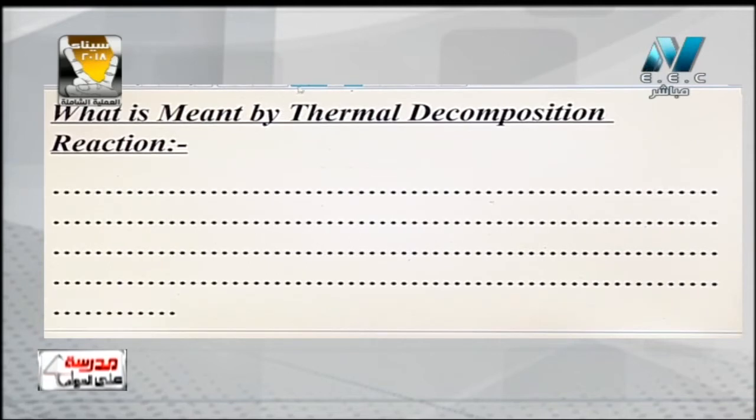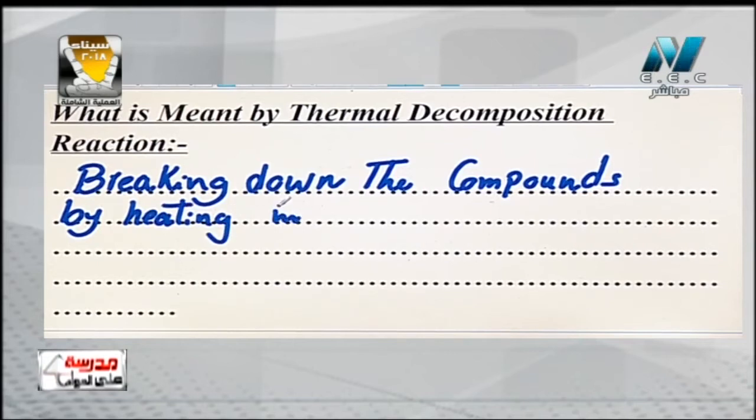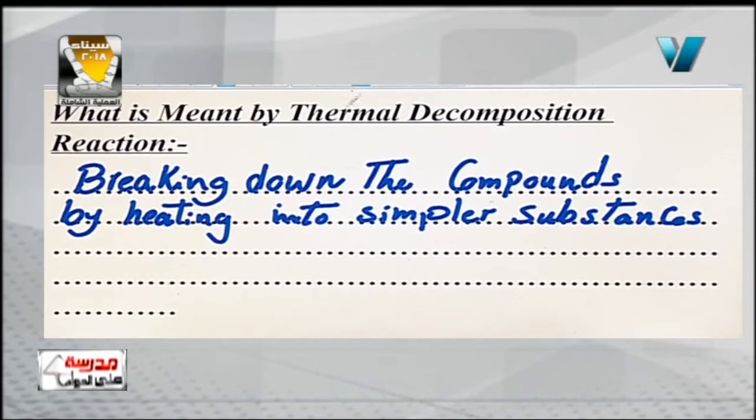The first type is what is called the thermal decomposition reaction. So when it says what is meant by, here thermal which means heat as we studied before. So it is breaking down the compounds by heating into simpler substances. Here in this question, we break down the compounds by heating into simpler substances, to something simpler than them, maybe its elements or maybe simpler compounds.